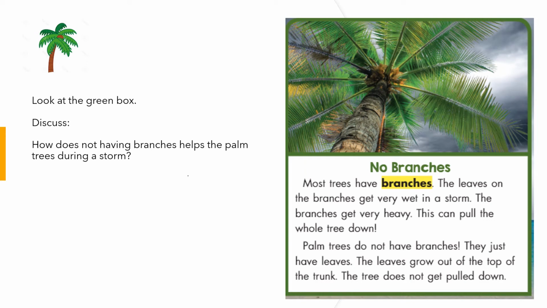Look at the green box. The heading is in green letters. No branches. Most trees have branches. The leaves on the branches get very wet in a storm. The branches get very heavy. This can pull the whole tree down. Palm trees do not have branches. They just have leaves. The leaves grow out of the top of the trunk. The tree does not get pulled down.